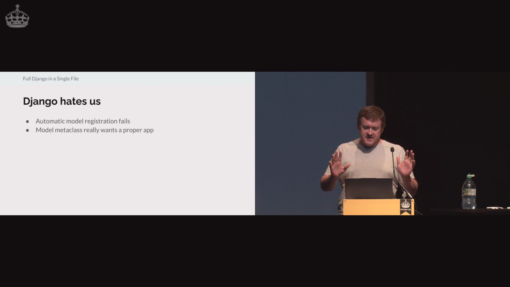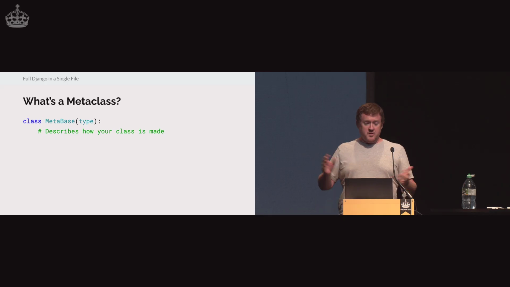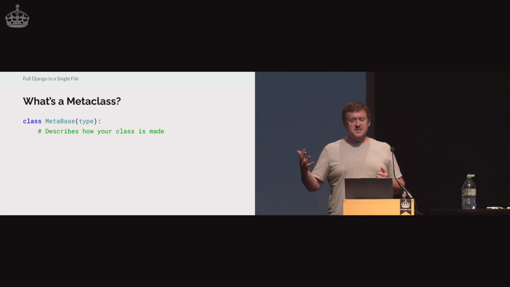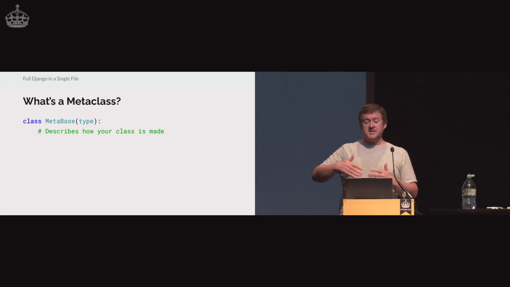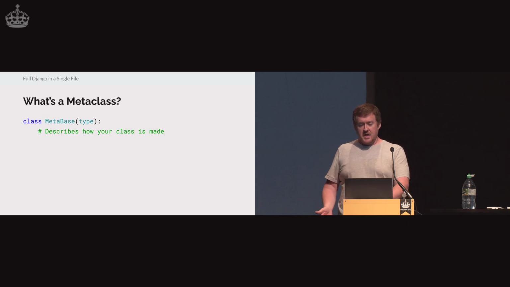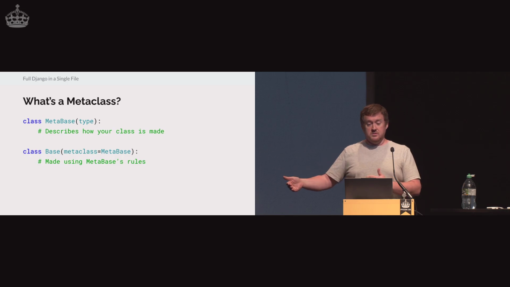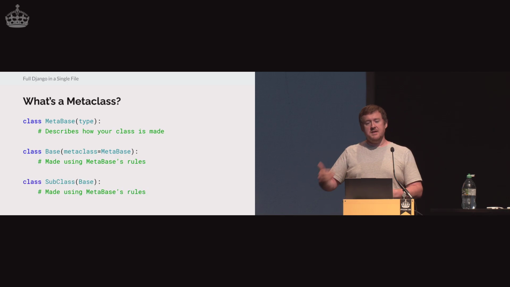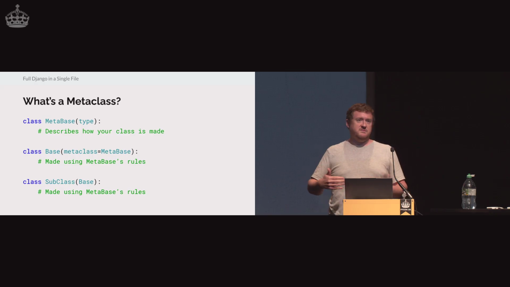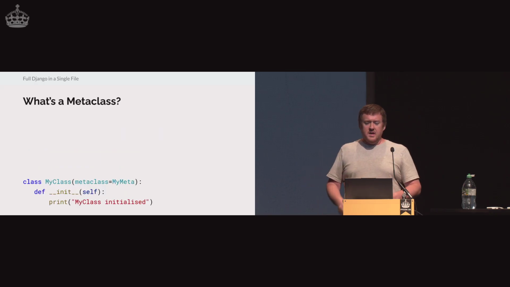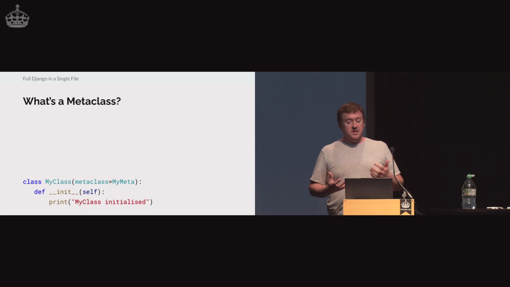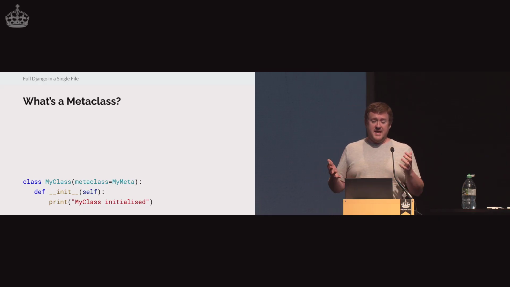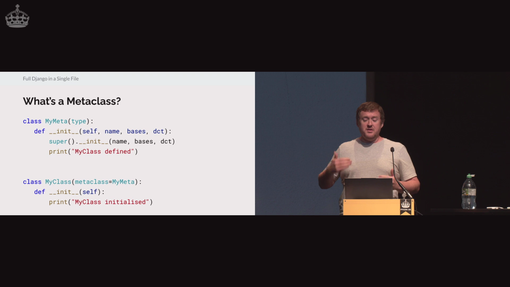So some of you may be asking, what's a metaclass? A brief diversion. A metaclass is basically an invisible decorator for a class. It describes how your class is made. And if you define a base class with a custom metaclass, it'll be made using the metaclass's rules. And then every subclass that inherits from that is going to have the same metaclass, and it's going to have the same rules for how it's made. Now, whereas a normal class's init method will let you control what happens when your class is instantiated, the init method on a metaclass will let you control what happens when your class is defined.